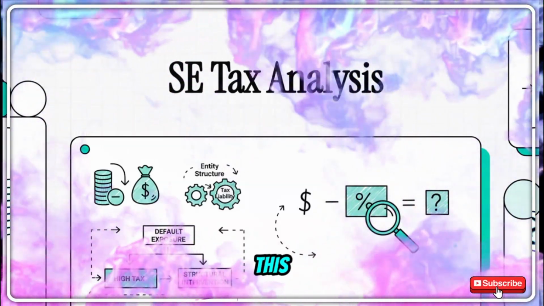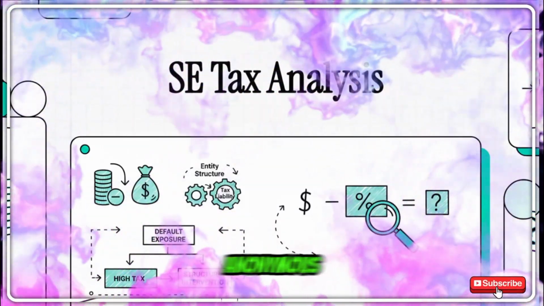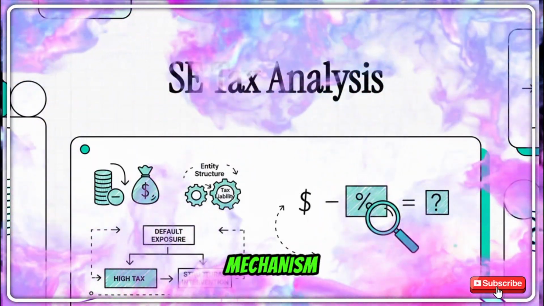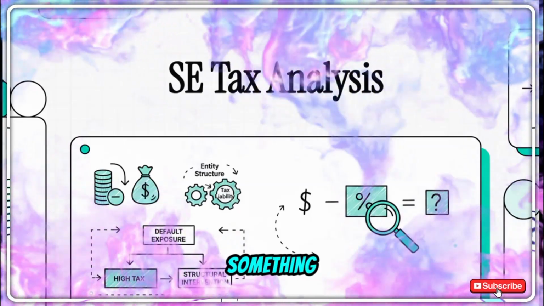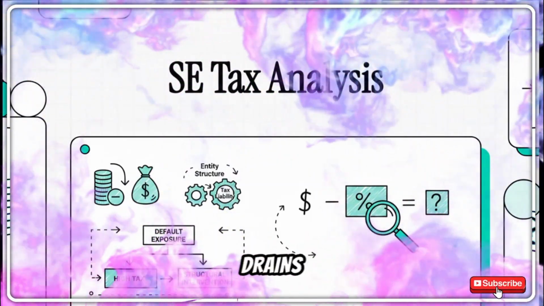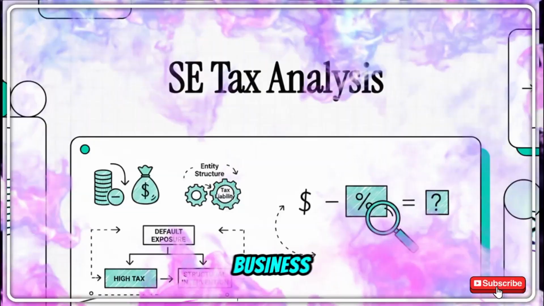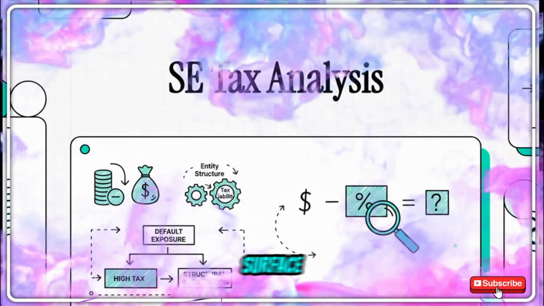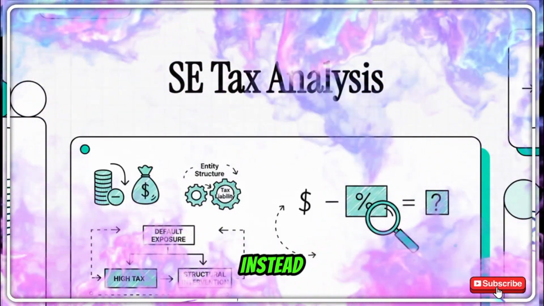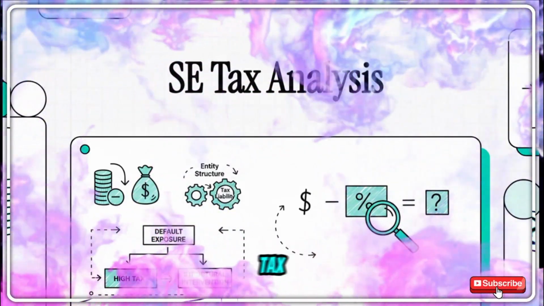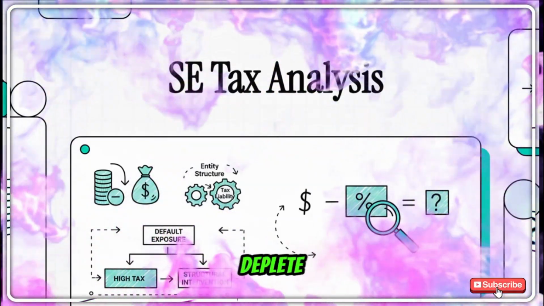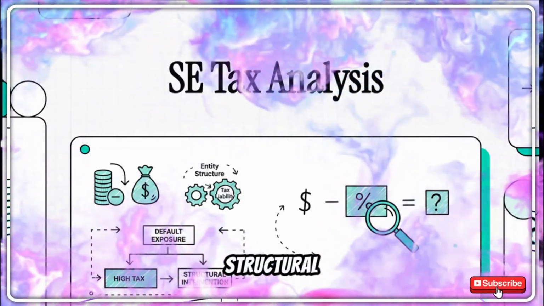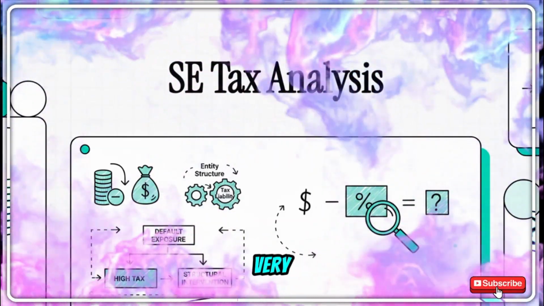Let's dive right into this explainer, functioning essentially as an anonymous expert report to analytically deconstruct a hidden mechanism in the tax code. We're talking about something that quietly, almost invisibly, drains capital from independent workers and business owners, the self-employment tax. Now, we aren't going to waste time on surface-level definitions today. Instead, we're going to uncover exactly how default tax exposures mathematically deplete your capital, and honestly, more importantly, how specific structural interventions can completely alter those very mechanics.